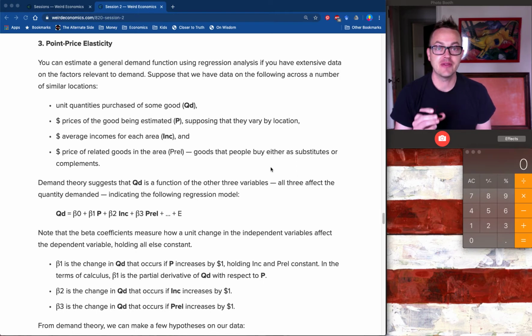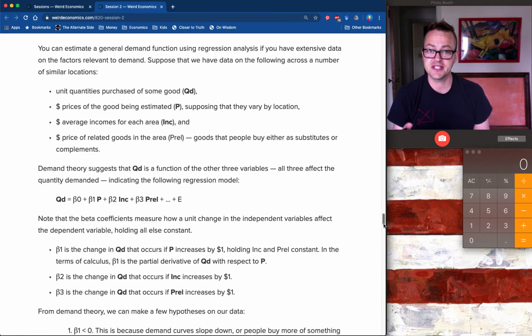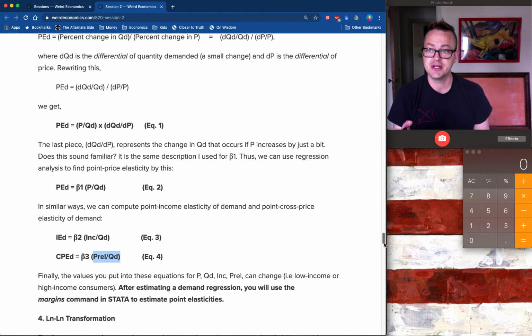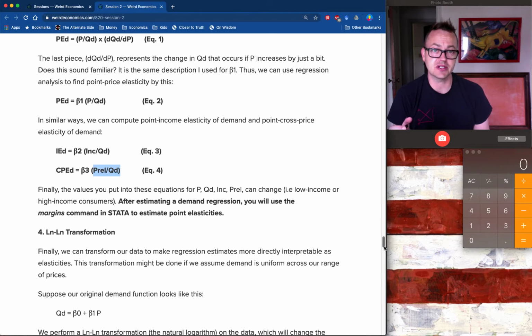Hi everyone. This video is regarding point price elasticity. I'm assuming that you have read the notes on the website here talking about the type of data that we might be using to estimate a demand equation, looking at this from a regression analysis standpoint, what our hypotheses are about these beta terms, and then ultimately how we use those beta terms to calculate elasticities.